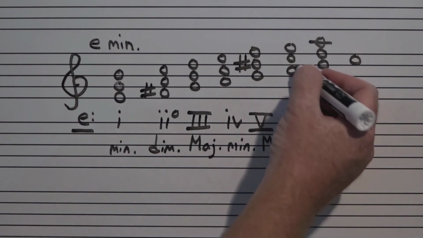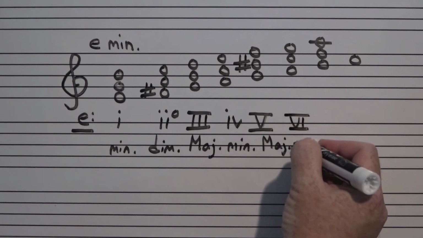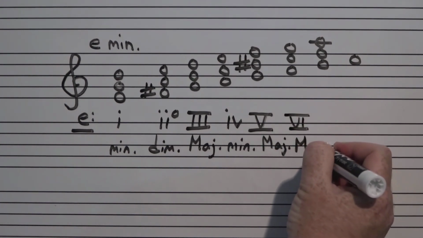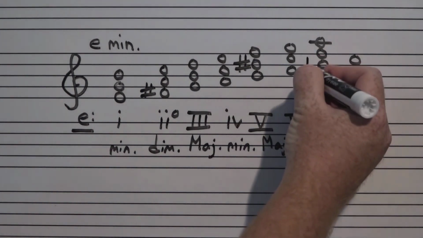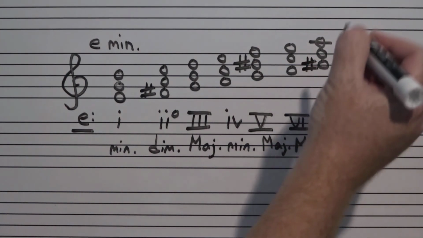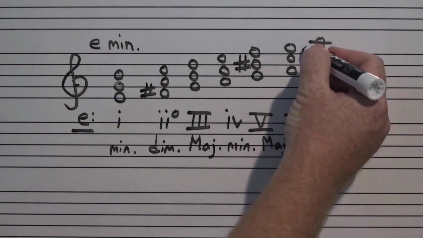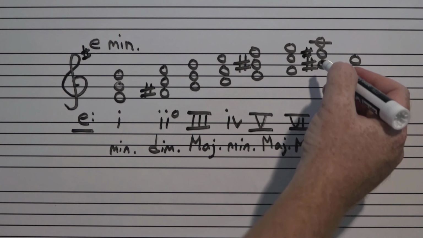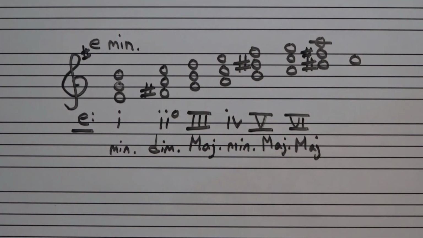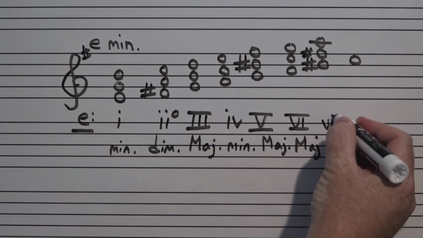Scale degree 6, C, E, and G, we've seen that plenty of times. We know that that is major. And scale degree 7, again, we have the leading tone. There it is. So D sharp, F sharp, I should say, from a key, since we are in E minor, D sharp, F sharp, and A make a diminished triad.